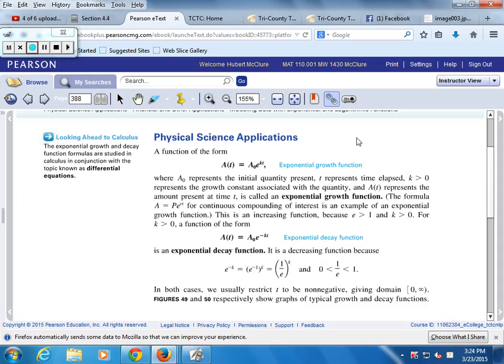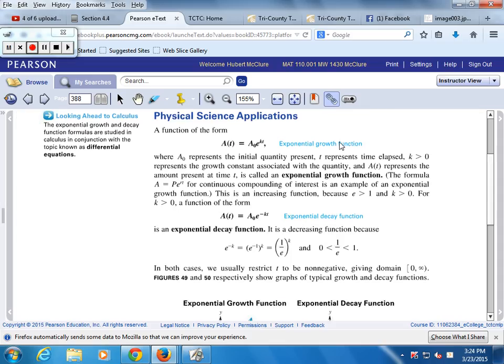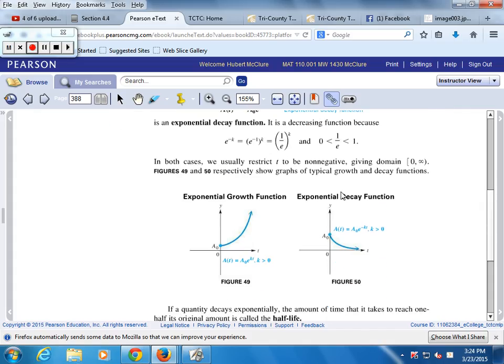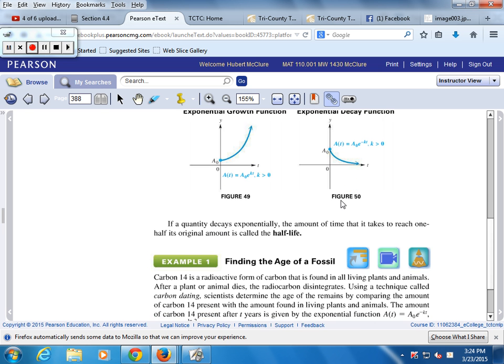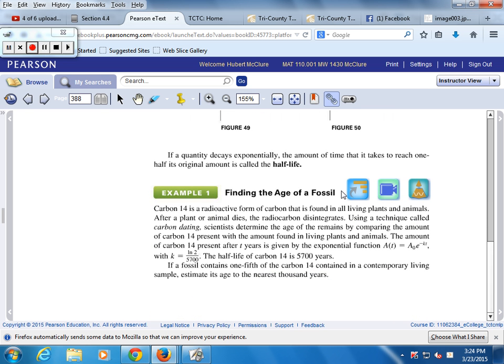Have you ever heard of the term half-life? Half-life is negative. That's your negative. Usually it's talking about radioactive stuff that makes you turn green. It's defined as the amount of time that it takes for half of a substance to decay. That's it. Finding the age of a fossil.